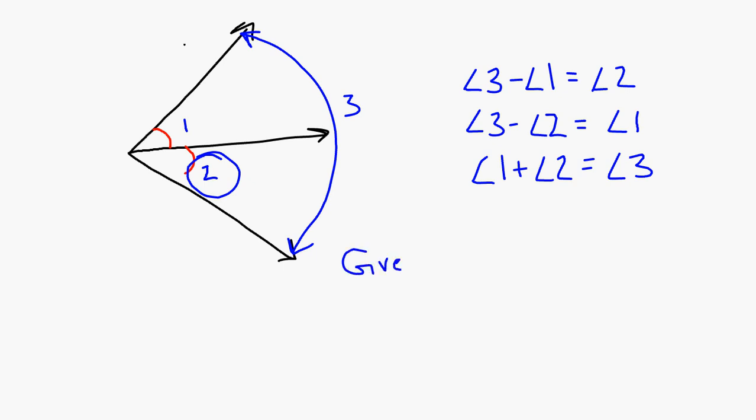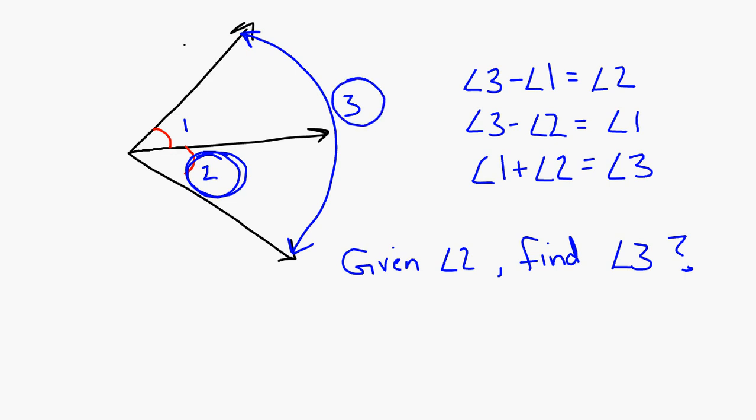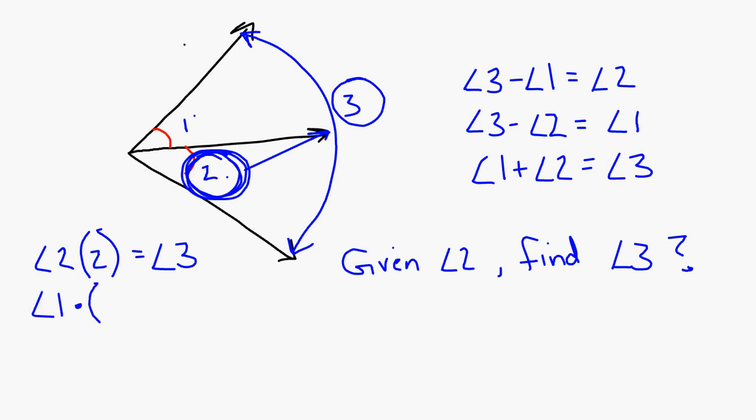Now, what if you are just given angle 2 and asked to find angle 3? Exactly. So look, angle 2 times 2 equals angle 3, doesn't it? Because angle 1 and angle 2 are the same. So 2 of this one equals 1 of the big one. And angle 1 times 2 equals angle 3, doesn't it? Okay?